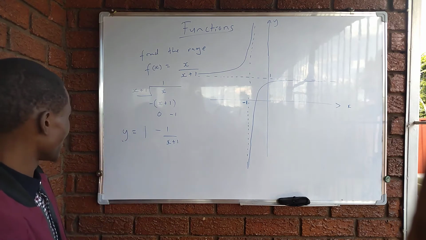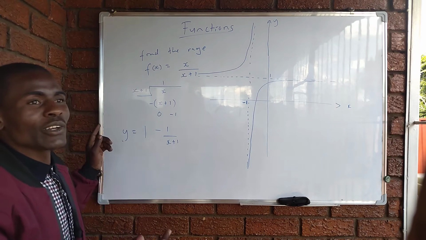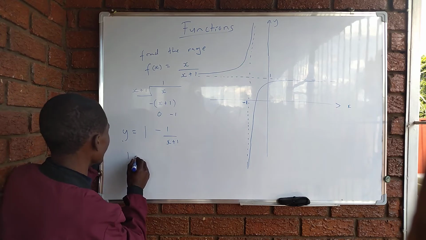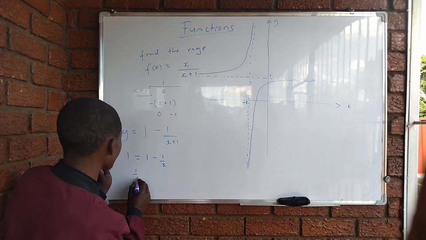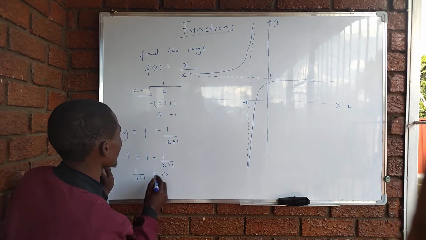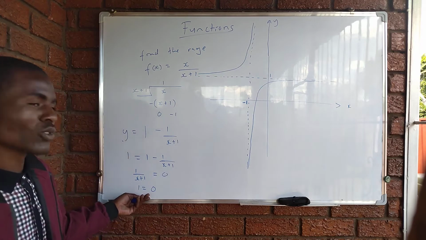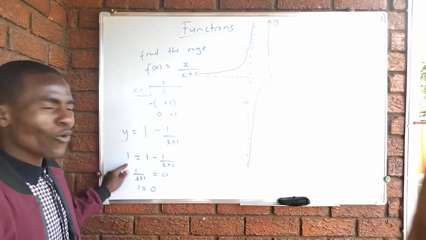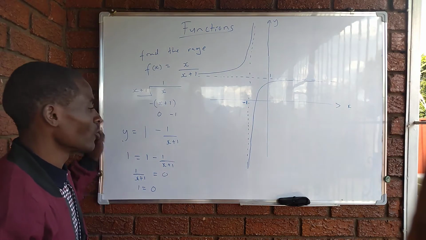How do you find the range? The range is about y. So which value of y, if we put it in here, makes our graph undefined? Put y equal to 1: 1 is equal to 1 minus 1 over x plus 1, so 1 over x plus 1 is equal to 1 minus 1, which is 0, right? Then cross multiply: 1 is equal to x plus 1 times 0, so 1 is equal to 0. It does not make sense. So y should not be equal to 1, because if y equals 1 we get no value of x. So y should not be equal to 1. That is your range.